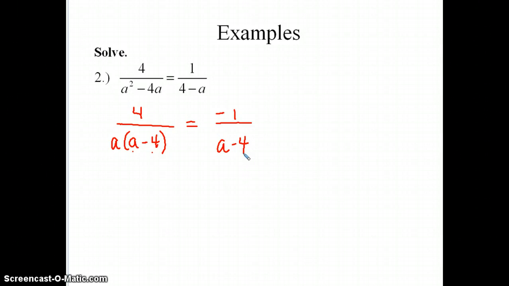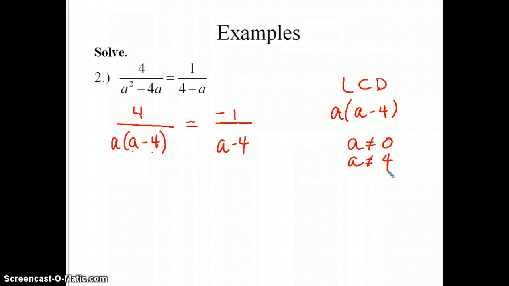So now that I've factored completely, I can find the LCD. The LCD is A times A minus 4. My restrictions, A cannot equal 0, and A cannot equal 4. So I have my LCD, and I also have my restrictions noted. Now I'll go ahead and multiply both sides by the LCD.